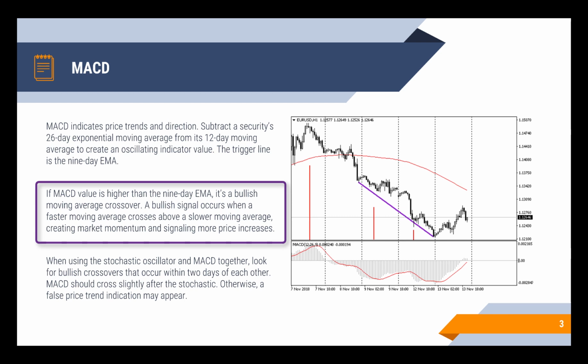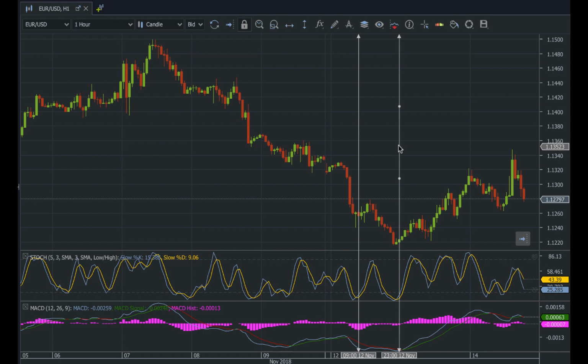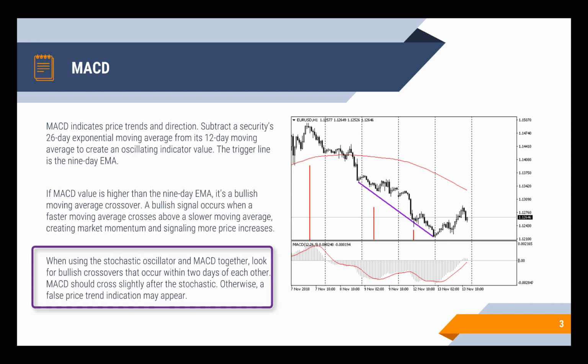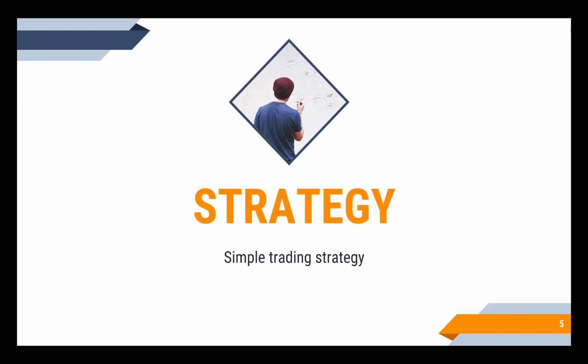more price increases. Then, using the stochastic oscillator and MACD together, look at the bullish crossover here that occurs within 2 days of each other. The MACD should cross slightly after the stochastic. Otherwise, a false price trend indication may appear. So here is the strategy.